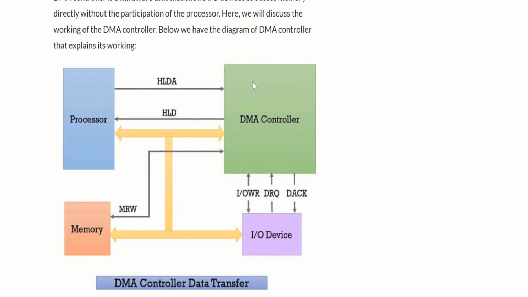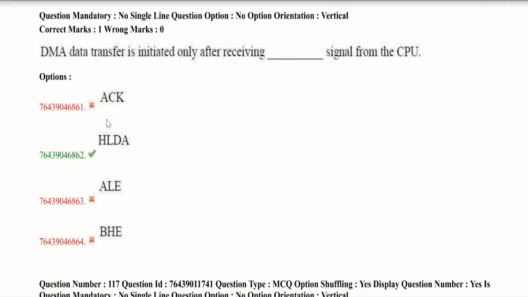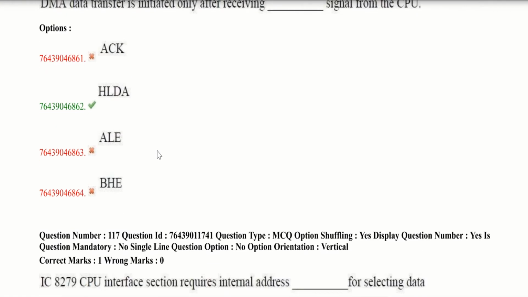After receiving the hold acknowledgement, the DMA controller acknowledges the IO device, DAC, that the data transfer can be performed, and the DMA controller takes charge of the system bus and transfers the data from memory. When the data transfer is accomplished, the DMA raises an interrupt to let the processor know that the task of data transfer is finished, and the processor can take control over the bus again and start processing where it had left. So the answer is hold acknowledgement. Now let's get into our next question.